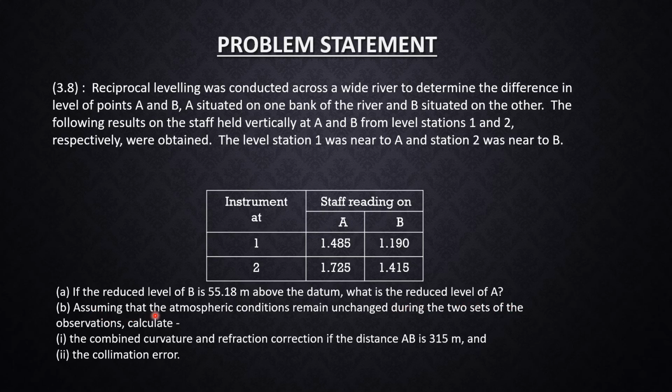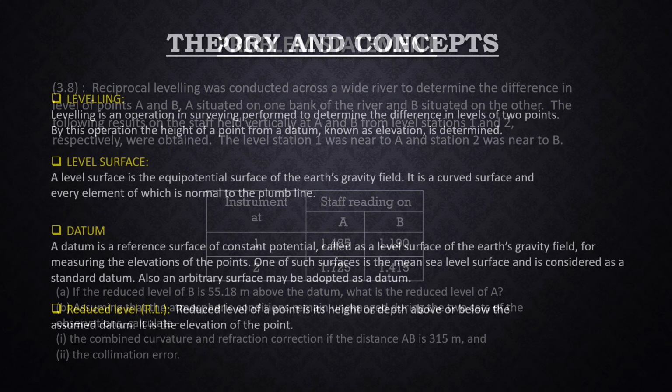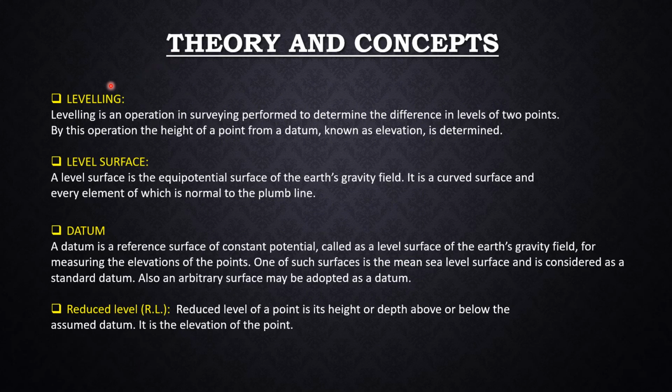Again, assuming that the atmospheric conditions remain unchanged during the two sets of observations, calculate 1. the combined curvature and refraction correction if the distance AB is 315 meter, and the collimation error. Now let us discuss the theory and concepts.